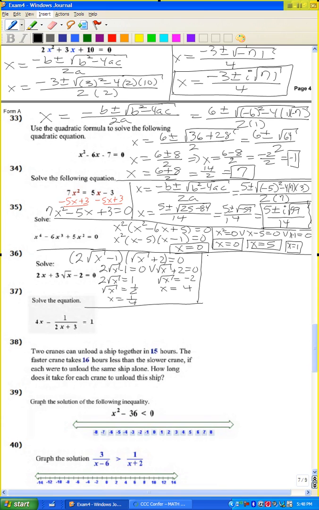And now let's check. X equal 1/4. And so 2 times 1/4 plus 3 radical 1/4 minus 2, is that equal to 0? So 1/2 plus 3/2 minus 2 is indeed equal to 0. So that works.